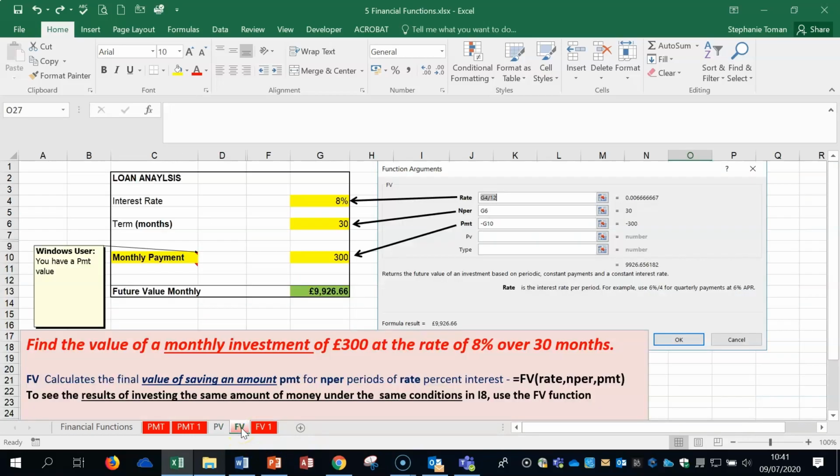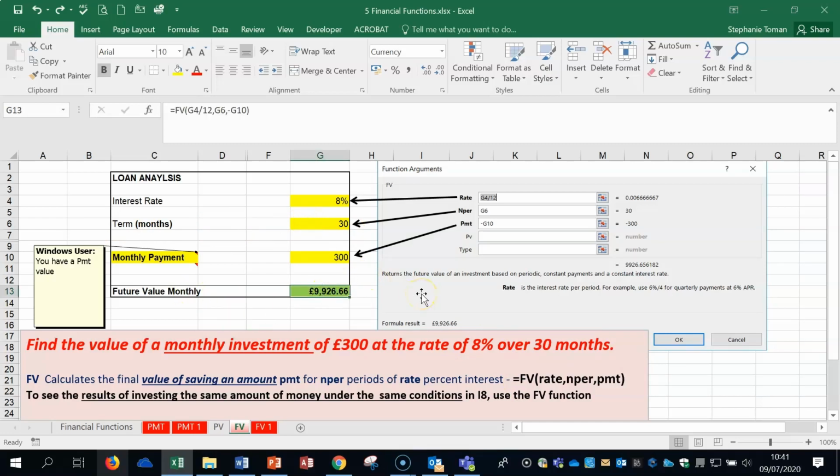Moving on to the FV, important area covered in the syllabus and exam too. So a future value, an FV, it considers it being a monthly investment or a one-off investment. So you need to be aware of that when you're reading the question. So if you don't get any word monthly in the question, then it's probably a one-off investment. This one's monthly. Find the value of monthly investment of £300 at the rate of 8% over 30 months. It might not say 30 months, it might just say the first bit. So you need to look to the information on the worksheet as part of the question too.